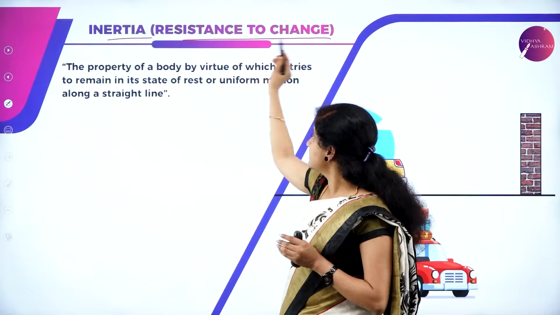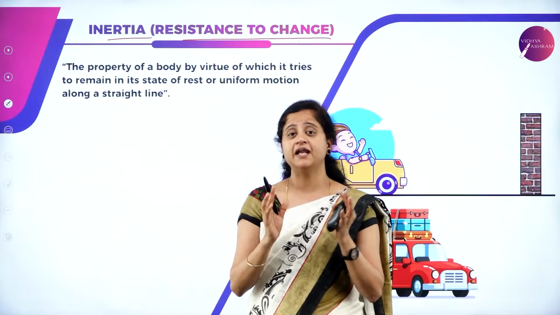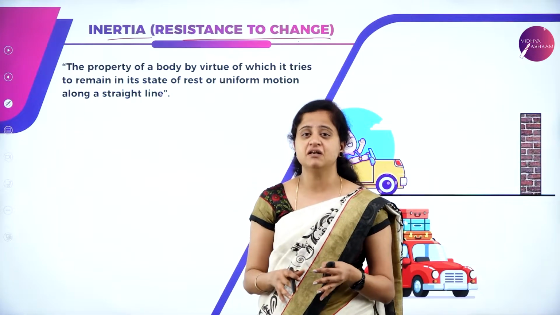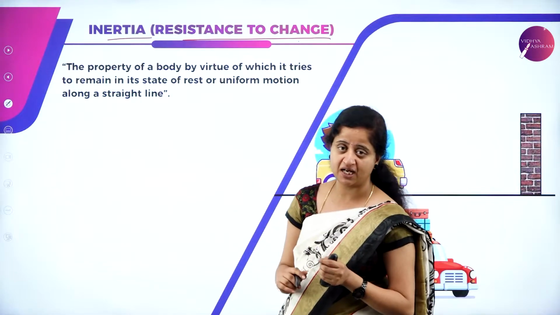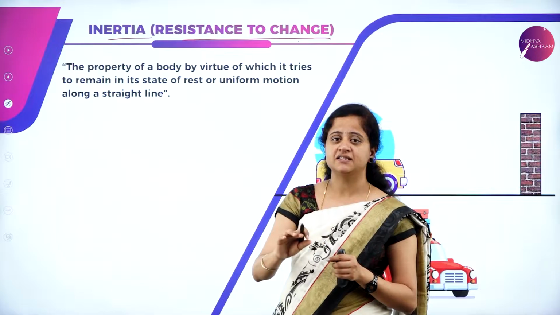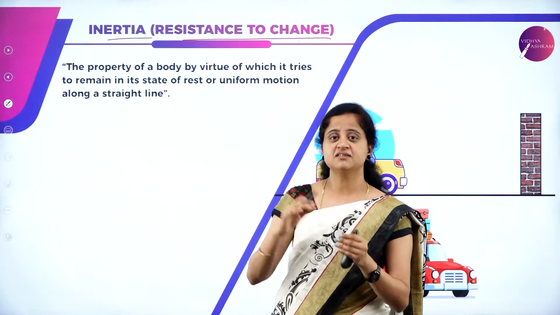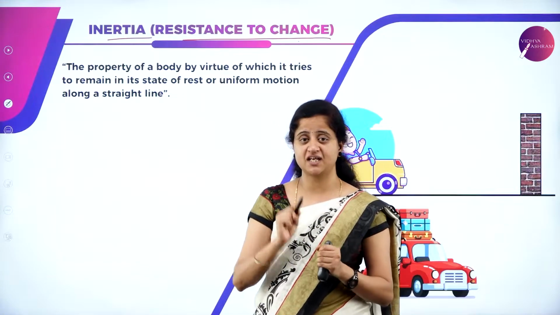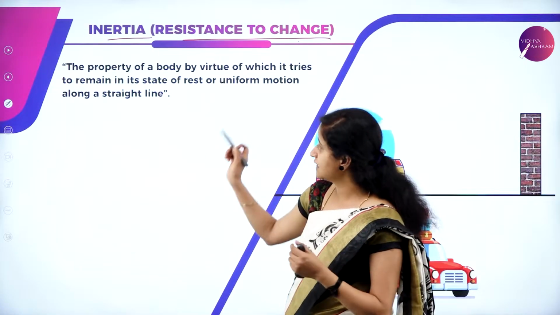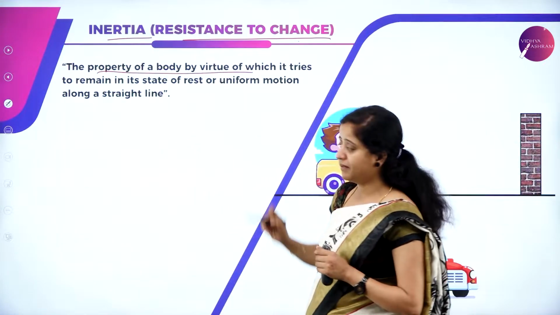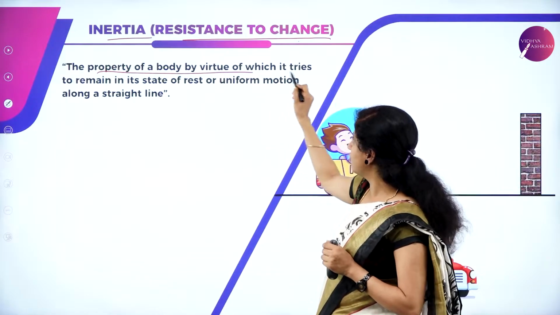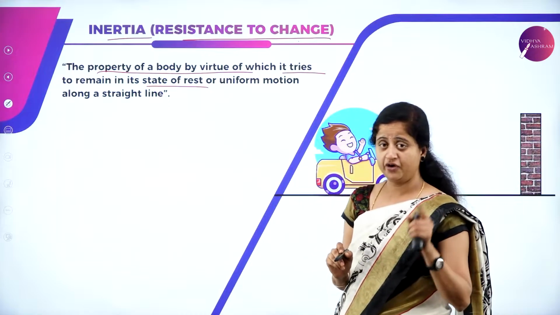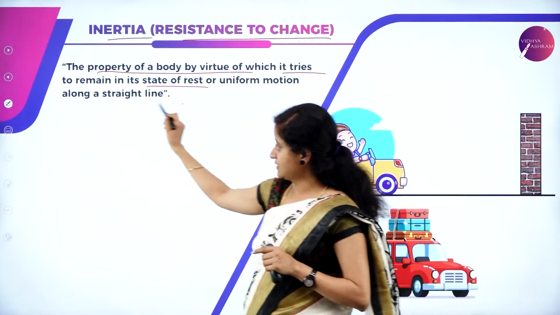Inertia means resistance to change, which means any body that opposes change to its state by itself, we will call it inertia. We all know an external agency is required to change the state of a body. So any body that resists changing its state, we call it inertia. It is the property of a body by virtue of which it tries to remain in the same state of rest or uniform motion along a straight line.